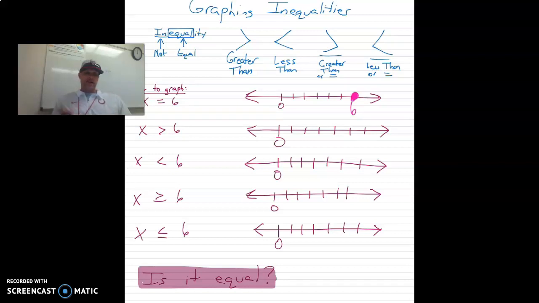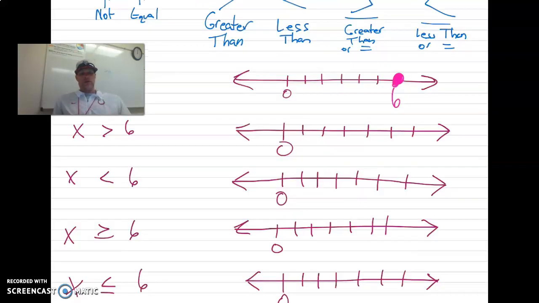Instead, x is greater than 6. So I've got 0, 1, 2, 3, 4, 5, 6. So here's my 6. It's not equal. So instead of putting a shaded in dot, I'm just going to put a circle like that, okay? That means that it's not 6. But what is it? It's everything greater than 6. So how do we show that? Put a little arrow just like that. That means that x is greater than 6. It cannot be 6. It has to be everything that's bigger than 6.